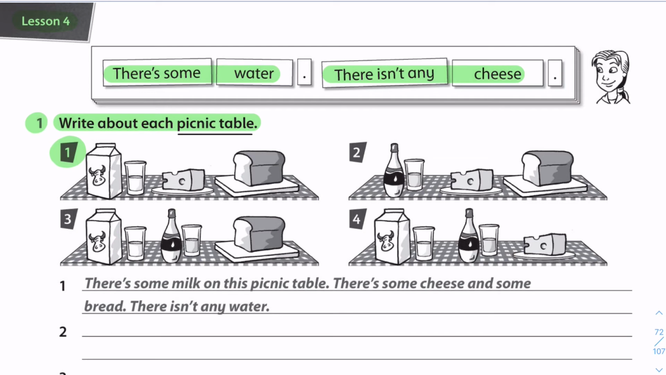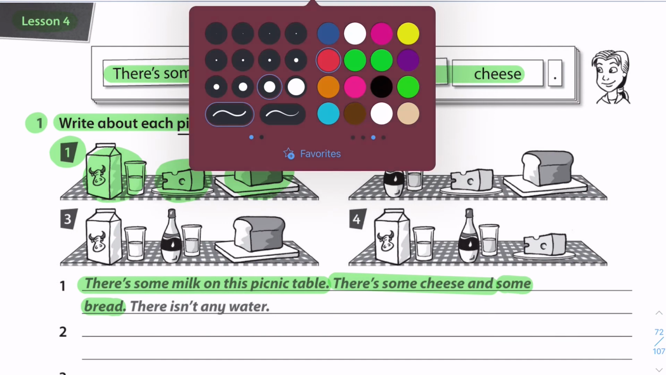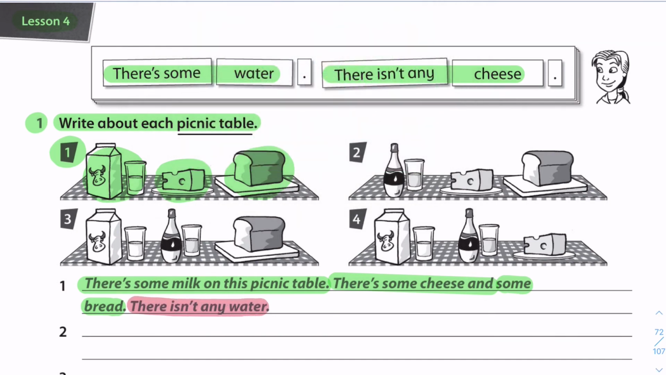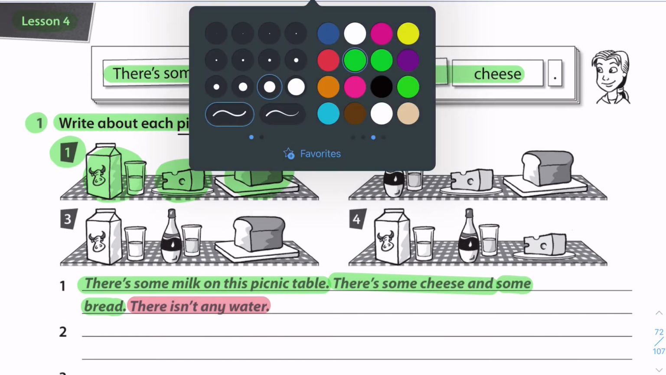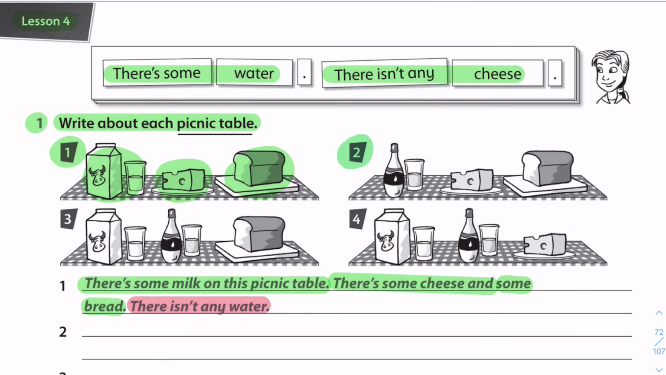For picnic table number 1, there's some milk on this picnic table. And this is the milk. There's some cheese and some bread. There isn't any water. Now let's write similar sentences for number 2, 3, and 4.